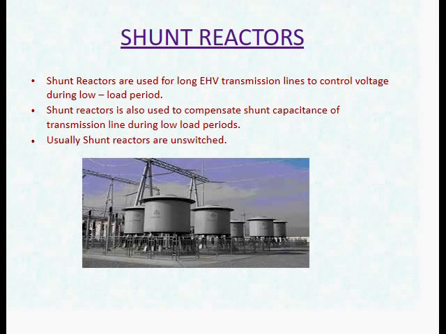Shunt reactors are used for long EHV transmission lines to control voltage during low load periods. EHV means extra high voltages. A shunt reactor is also used to compensate the shunt capacitance of the transmission line during low load periods. Usually shunt reactors are unswitched.